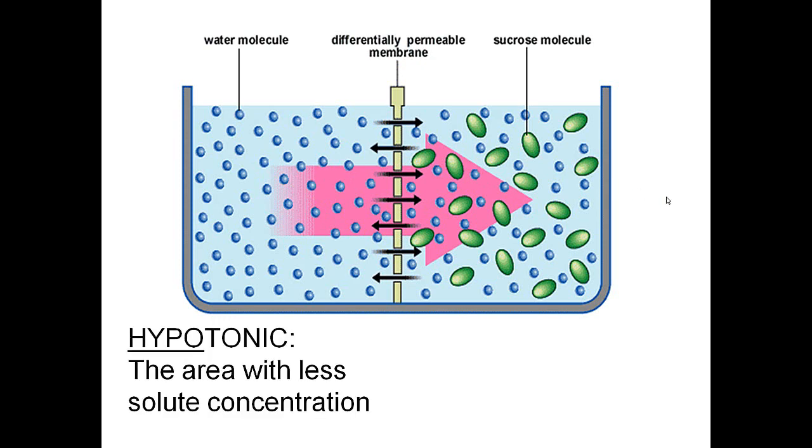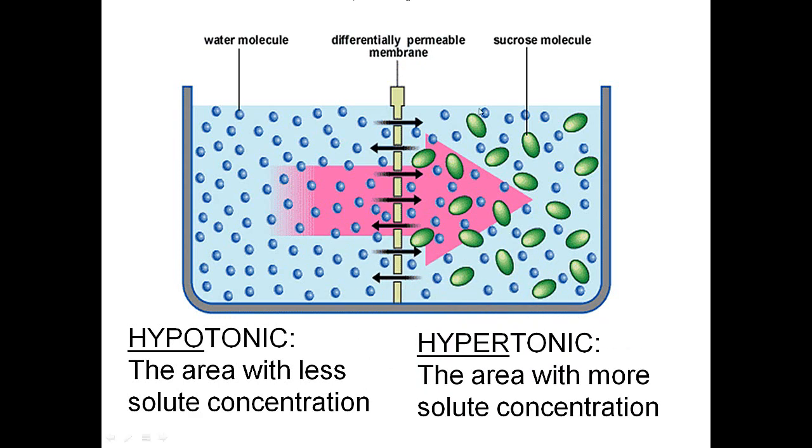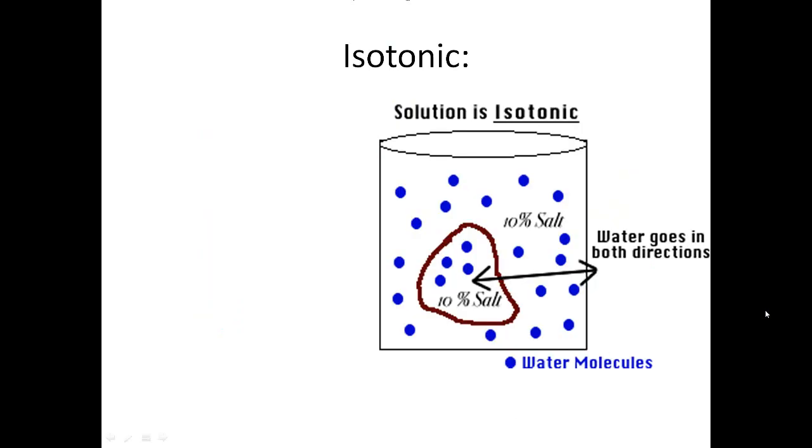Now, our words, hypotonic. Hypotonic means the area that has less solute, less stuff dissolved in it. The opposite is hypertonic. So in this picture, the left side is hypotonic because there's no sucrose dissolved. On the right side, we have the hypertonic side. It's whichever has more solute concentration. So water is always going to go from hypo to hypertonic. Solute sucks.